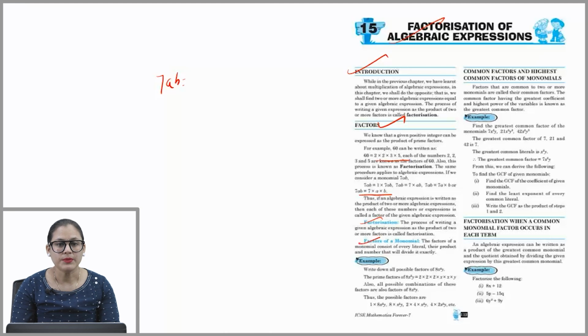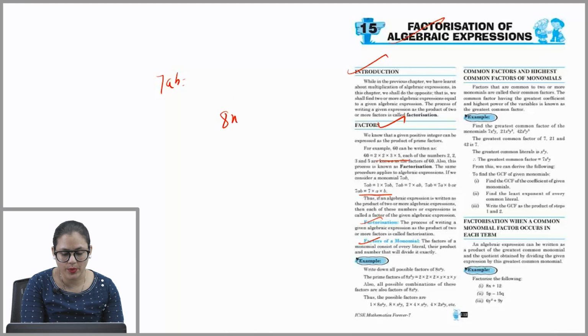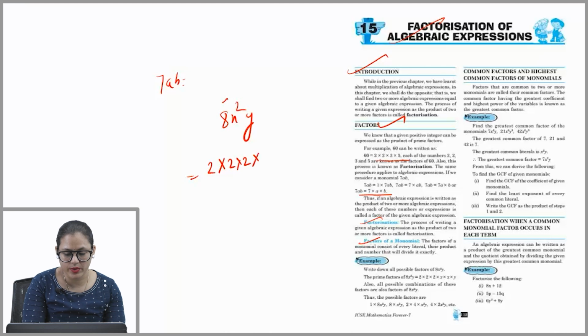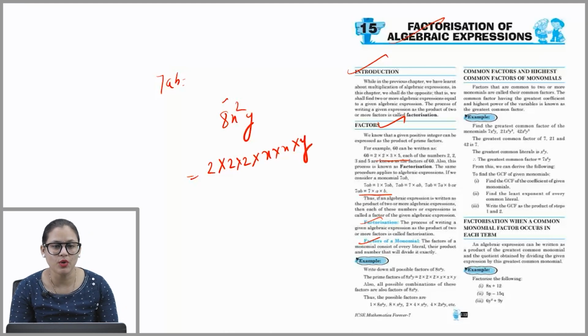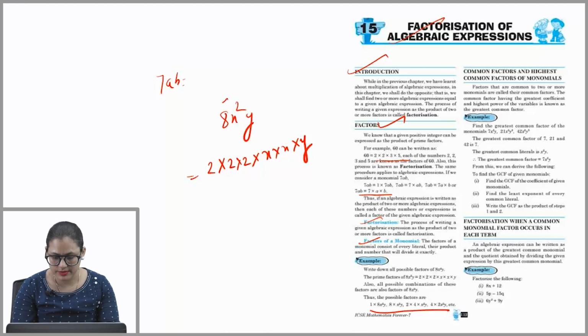Factors of a monomial. The factors of a monomial consist of every literal, their product and number that will divide it exactly. For example, write down all possible factors of 8x square y. Factors of 8 is 2 into 2 into 2, and x square is x into x, and y. Also all possible combinations of these factors are also factors of 8x square y. Thus, these are the possible factors.